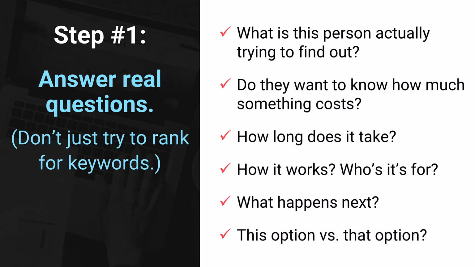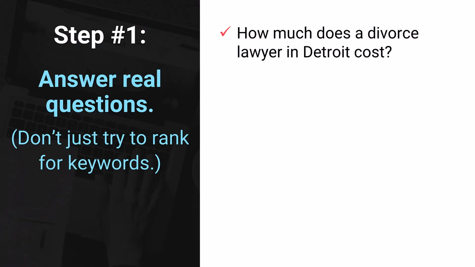What's the difference between this option and that option? For example, let's say you are a family law attorney in the Detroit area. The old way of SEO thinking might be, I want to rank for divorce lawyer in Detroit. And that still matters. But the AEO and GEO way of thinking is, what is the person behind that search actually wanting to know? Maybe what they're really asking is, how much does a divorce lawyer in Detroit cost?